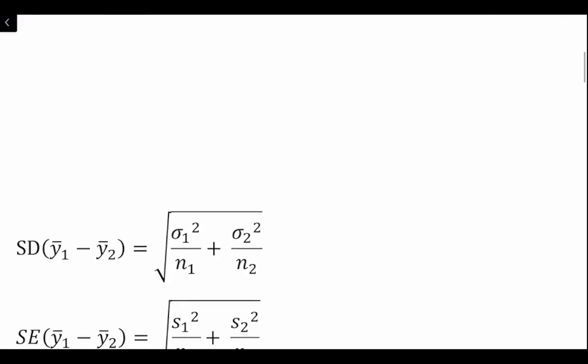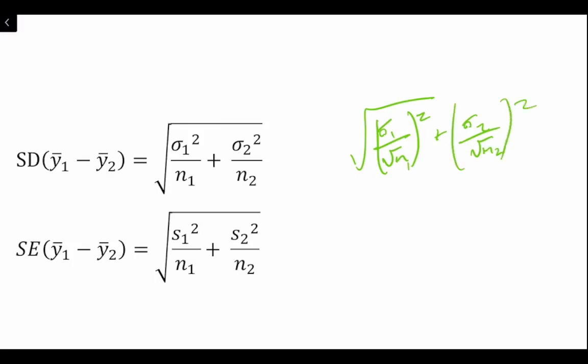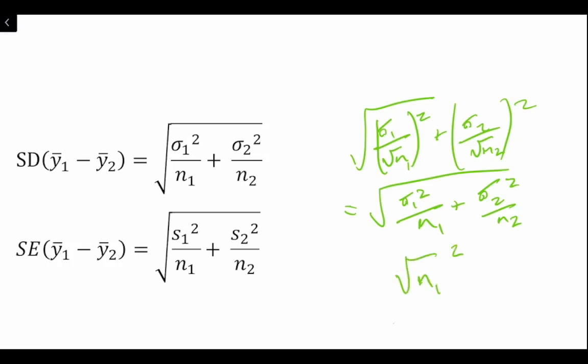Now, we can simplify this. You can see that when we had the square root of sigma 1 divided by root n1, squared, plus sigma 2 divided by root n2, squared, what this then simplifies to is the square root of sigma 1 squared divided by n1 plus sigma 2 squared divided by n2, right? Why is that? Well, the square root of n1 squared is simply going to equal n1.